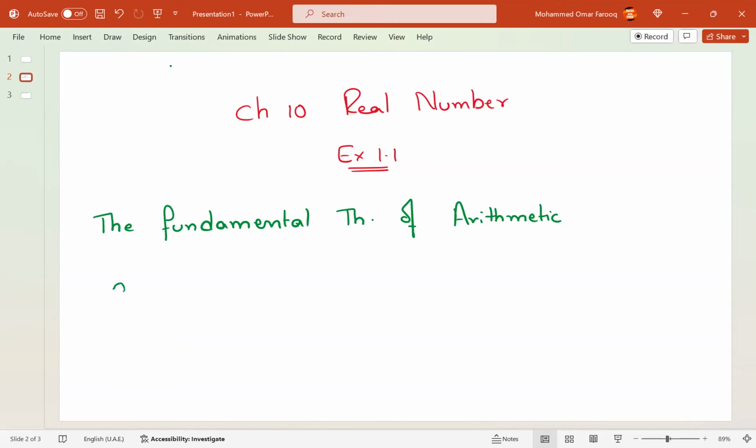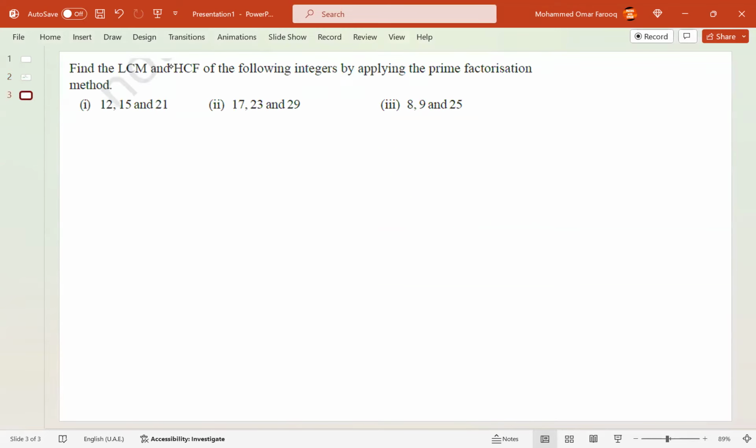For example, 8 will be 2 times 2 times 2, and 10 is 2 times 5. So every composite number can be expressed as a product of prime factors. Okay, so now, based on this fundamental theorem of arithmetic, we have some problems in exercise 1.1 of chapter Real Numbers.